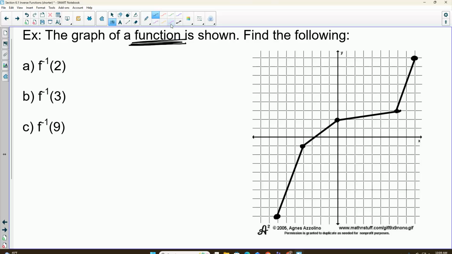So, if 2 is the x value of the inverse, what did that represent on my graph? It was the y. So what this is saying is, on my graph, we have to find x when the y is 2. So if I go to my graph, when the y is 2, what's the x value of that point?